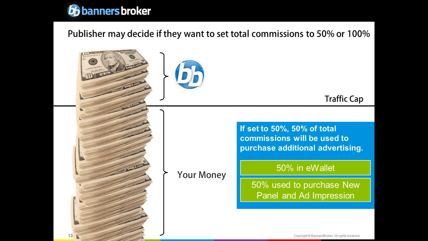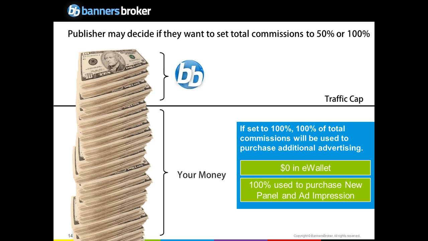So I want to be very clear here. If you set your panel to 50%, that means 50% of the total commissions earned on these panels you are going to have in your e-wallet. The other 50% is going to buy you additional advertising. A lot of you have contacted support because you're like, well, my commission says $500, but my e-wallet says 0. I can't touch that money. Well, no, that means you either set your panels to 50% or 100%.